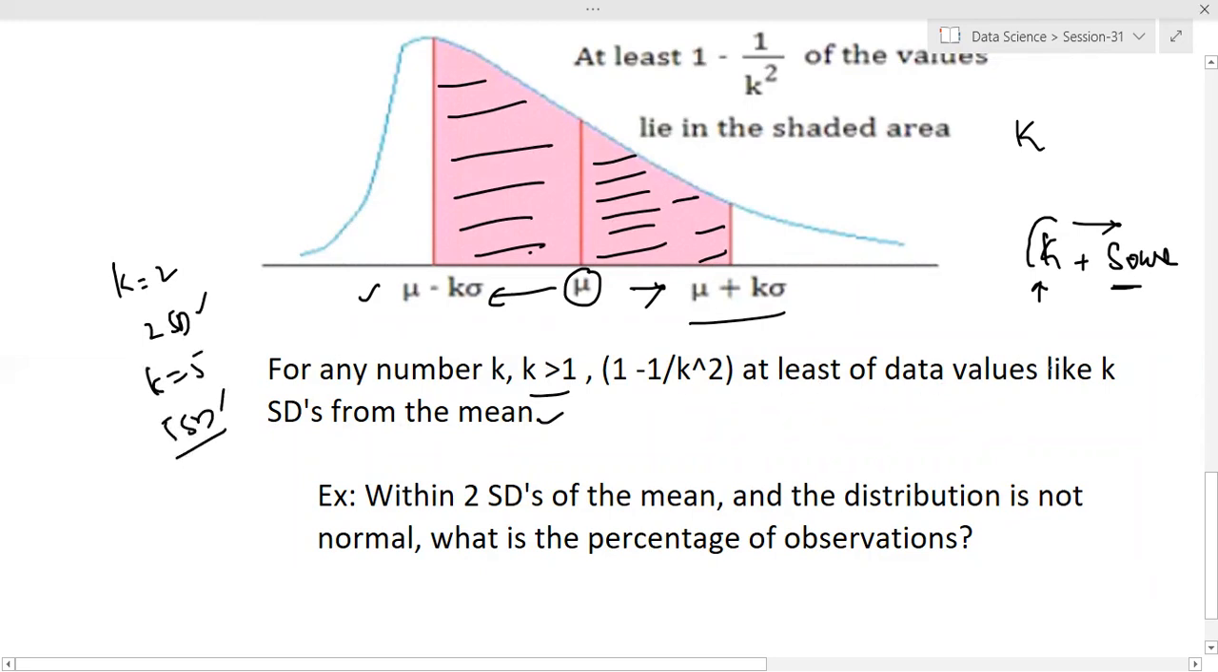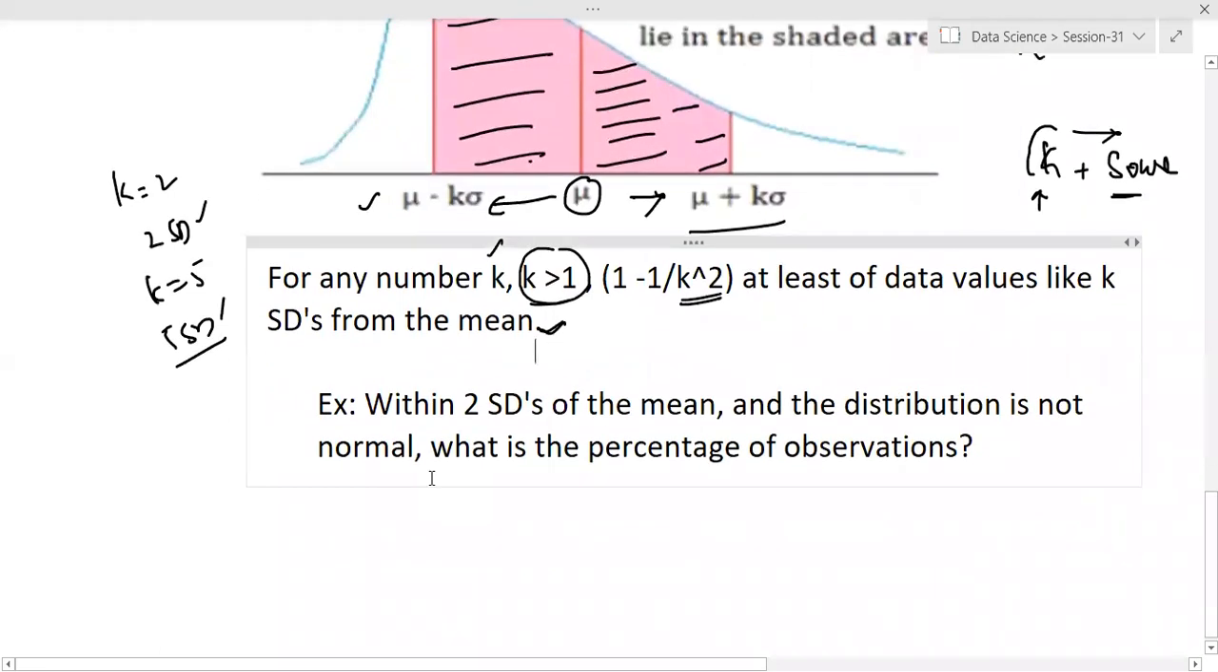Because the sense of this thing is, for any number k, that means k is greater than 1, assume that. In that case, 1 minus 1 by k square I am taking. At least 1 minus 1 by k square of data values lie within k standard deviations from the mean. The mean remains the same.